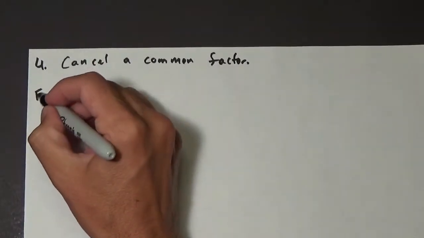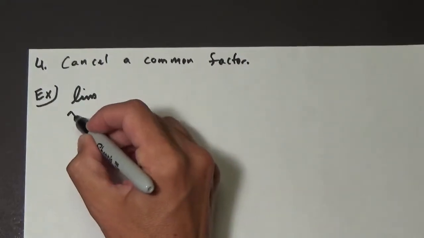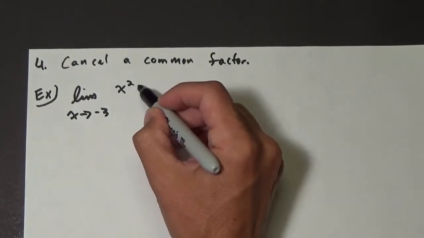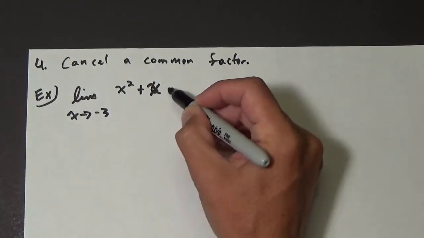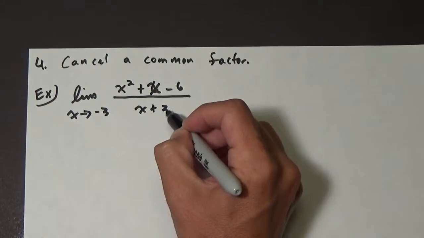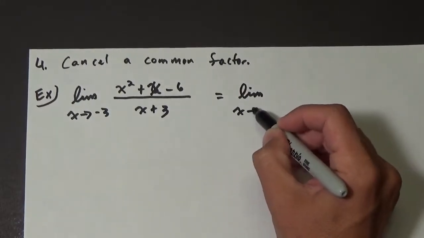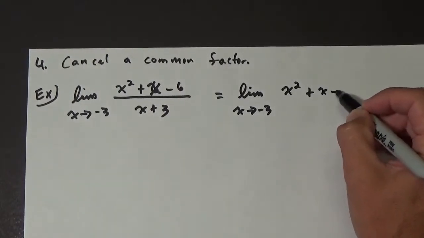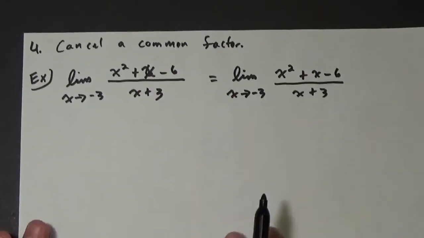So let's look at this example here. What is the limit as x approaches -3 of x squared plus x minus 6 all over x plus 3? Let me write it again. The limit as x approaches -3 of x squared plus x minus 6 all over x plus 3. That's supposed to be an x there.